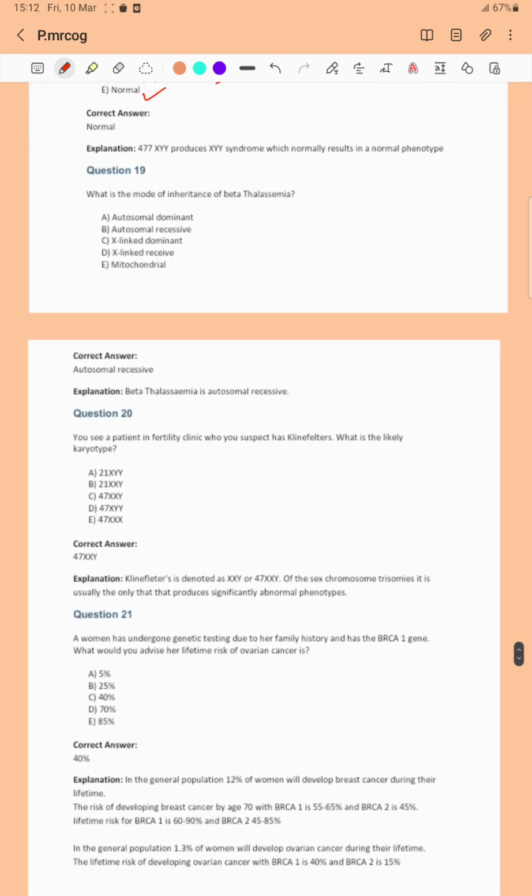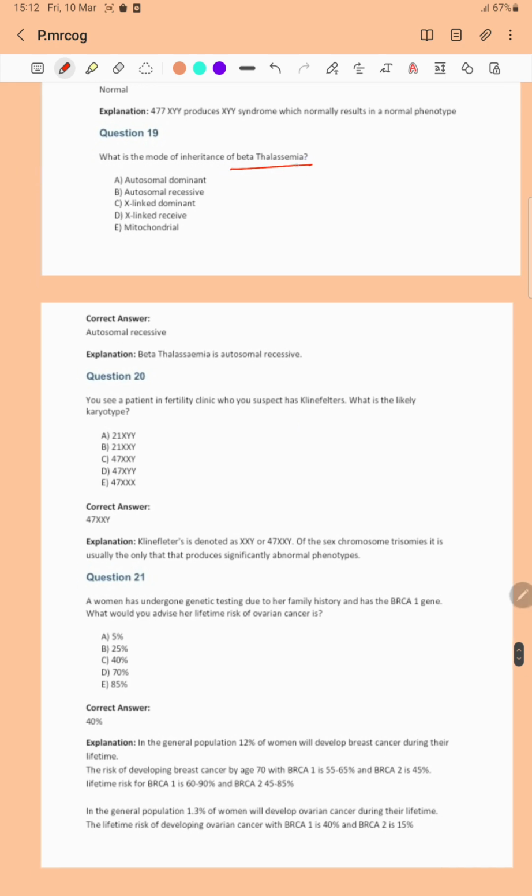Next question: what is the mode of inheritance of beta thalassemia? Beta thalassemia is autosomal recessive, we know that.